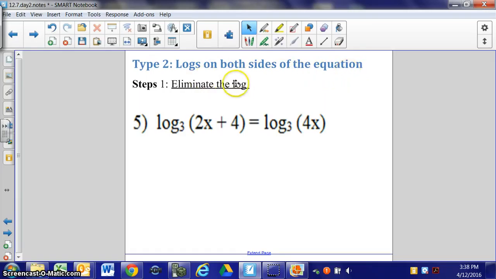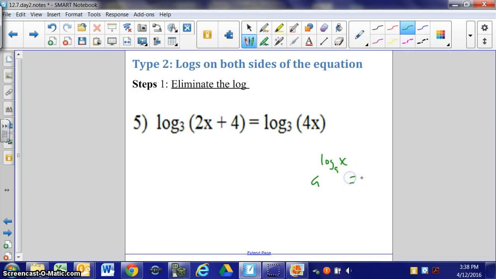Well, what we're going to try and do is eliminate the logarithm. Now, how can we eliminate the logarithm? Well, we're going to use the idea that if I have a to the log base a of x, that equals x. So I'm going to keep that idea in mind as I move forward.